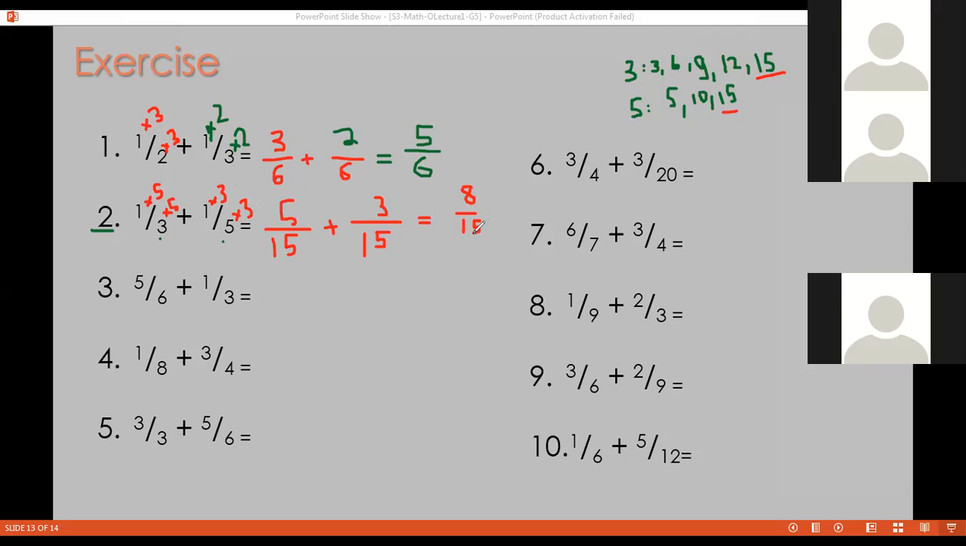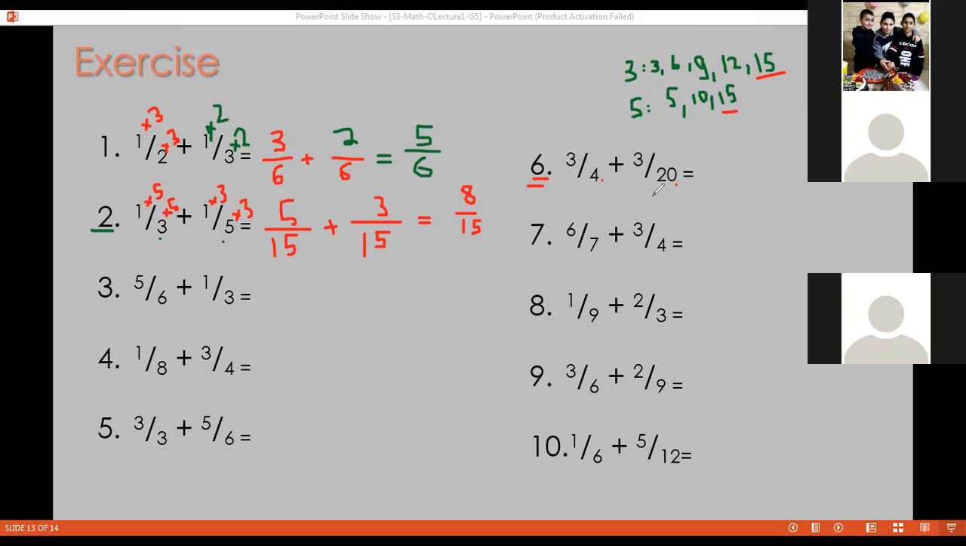Guys, I want now to solve number 6 and I want you to pay attention very well. What are the denominators? 4 and 20. I'm not going to list the multiples of 4 and the multiples of 20. Who can tell me why?